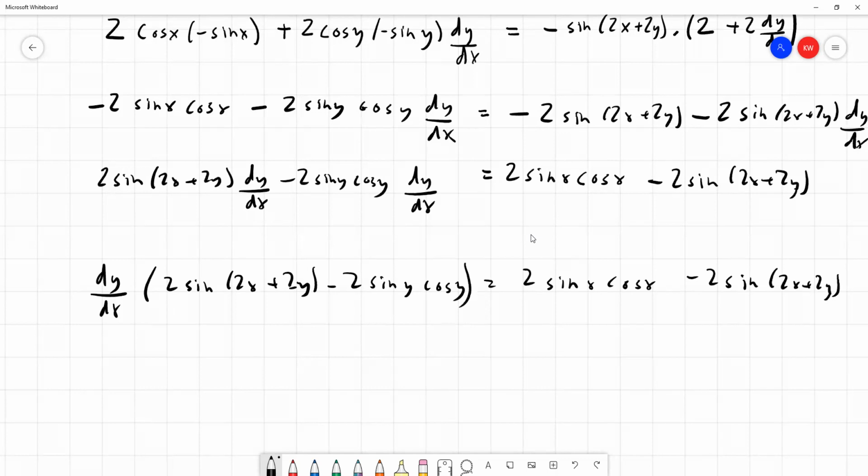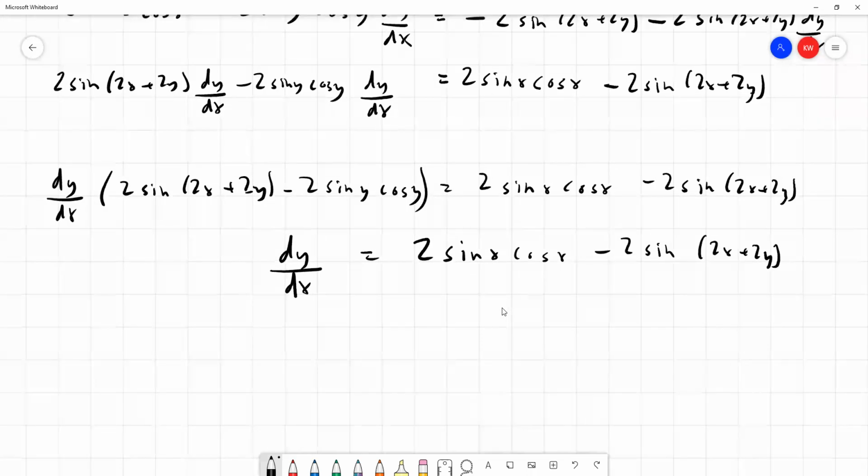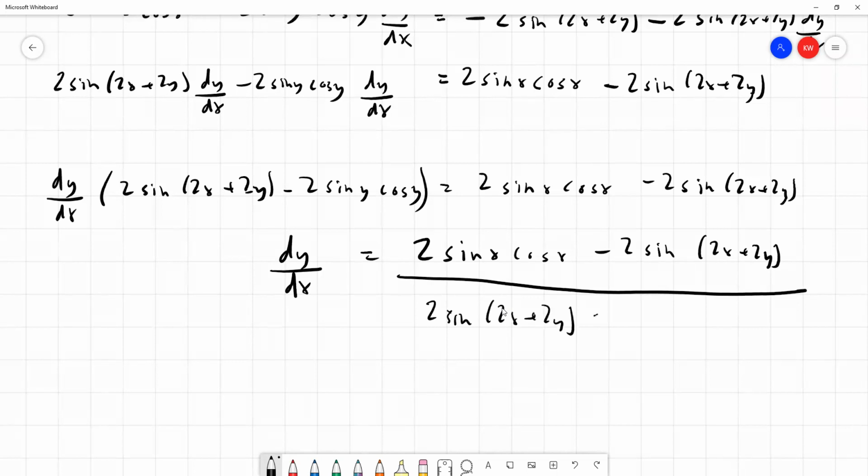And then we divide through by the brackets on the left-hand side to leave dy by dx by itself. So dy by dx is equal to 2 sin x cos x minus 2 sin of 2x plus 2y, all divided by 2 sin of 2x plus 2y minus 2 sin y cos y.